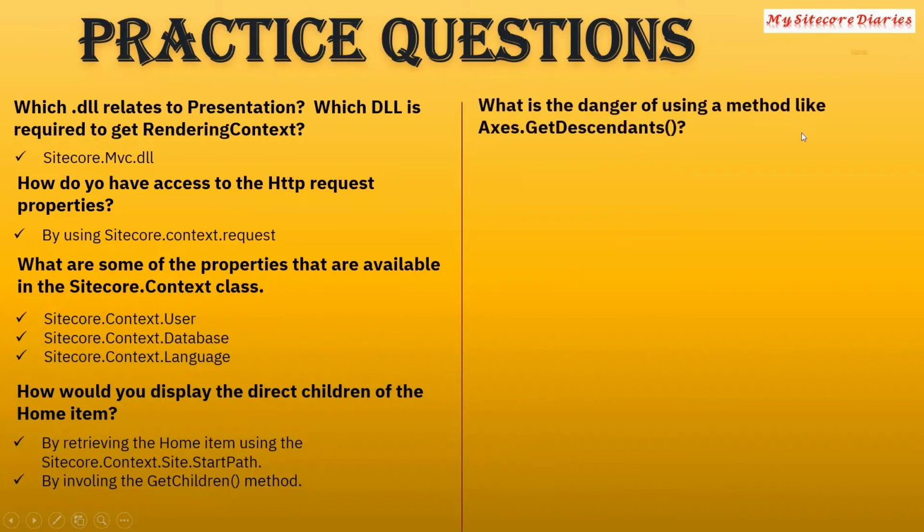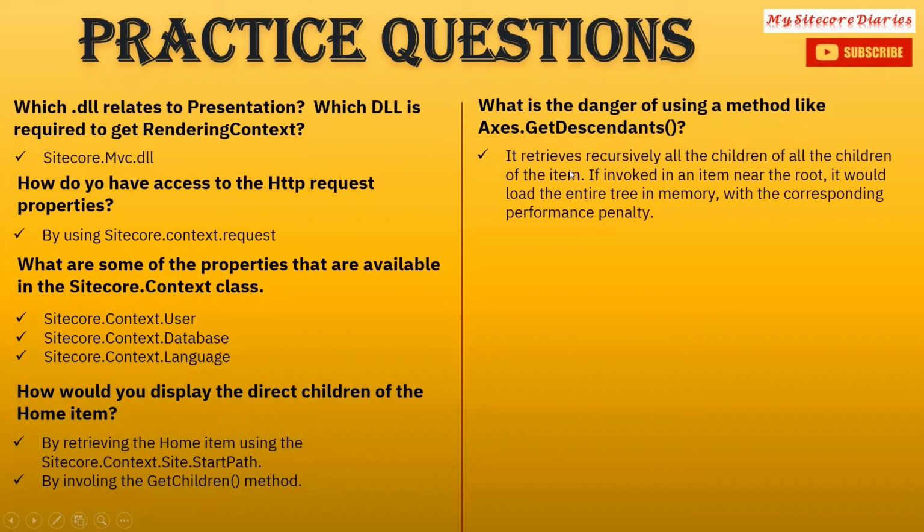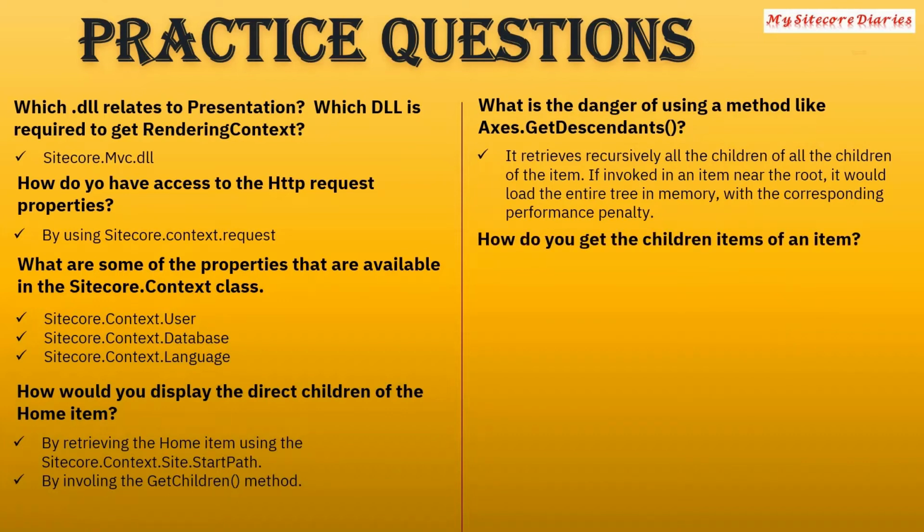What is the danger of using a method like Axes.GetDescendants? It retrieves recursively all the children of all the children. So if you invoke it on an item near the root, at the home level or content level, and run this query, it will load the entire tree into memory, which will have a performance impact.